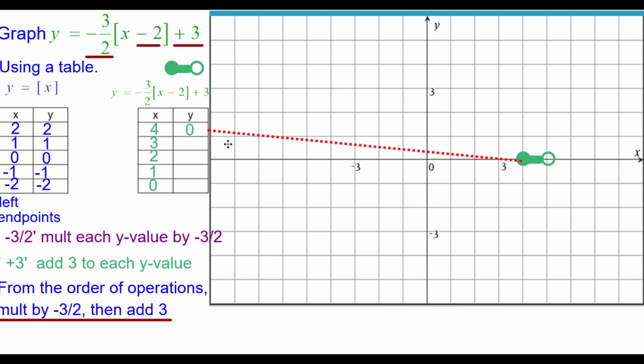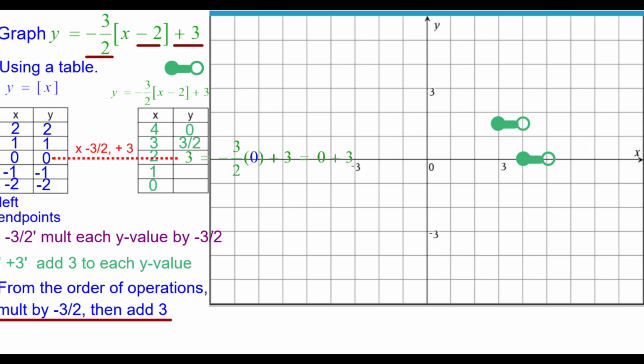Go ahead and finish these ordered pairs here. Plot the steps. Press pause, and resume when you're ready. 1 times negative 3/2 is negative 3/2, plus 3, which we'll think of as 6/2, so it's easier to add, and we get 3/2. So 3, 1.5.